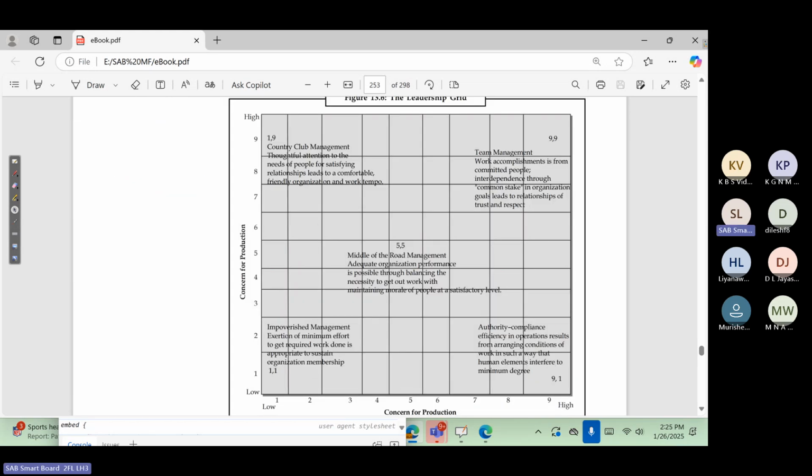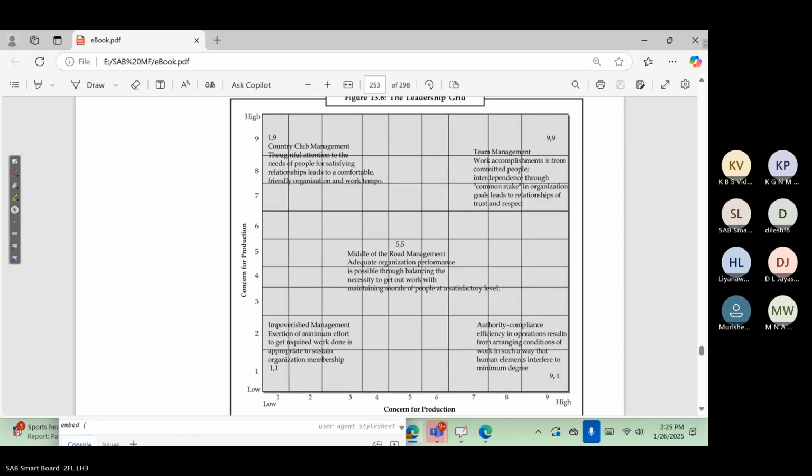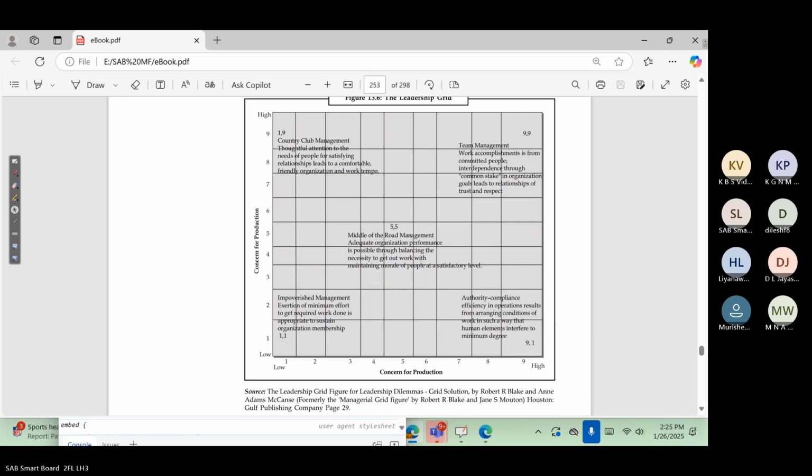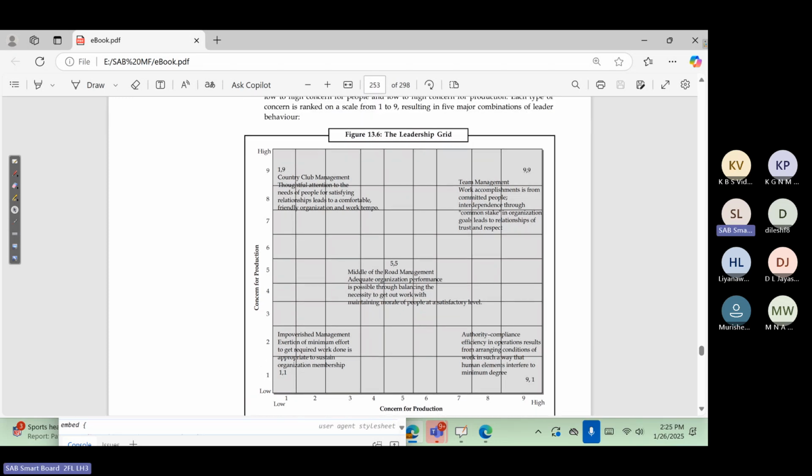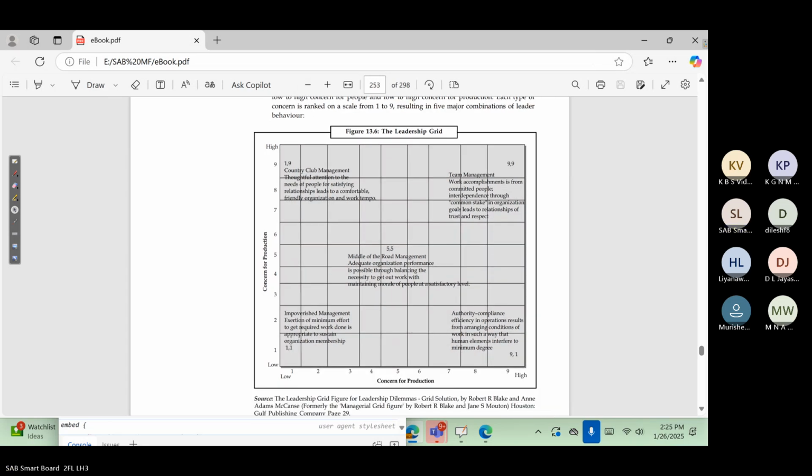This is the Blake and Mouton model, management grid theory or leadership grid theory. I have to draw this also. Concern for production means task, low to high. Concern for employee or relationship, low to high. Then with this we can see 5 positions.